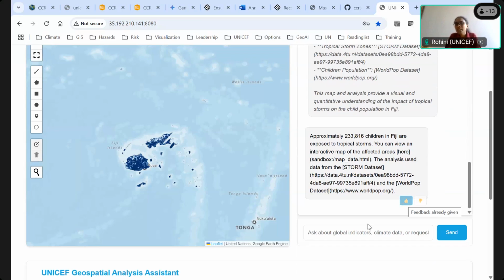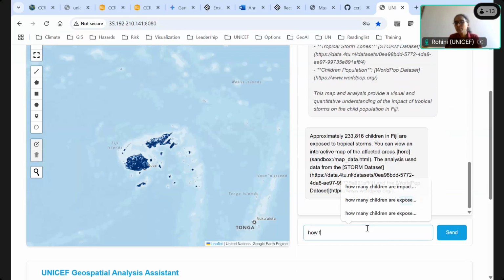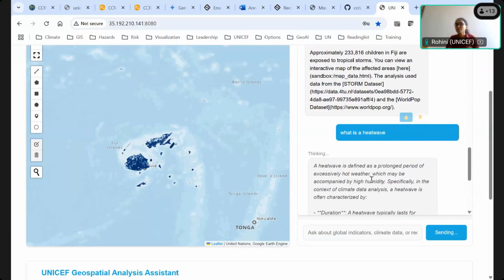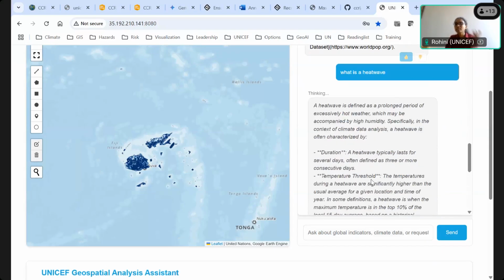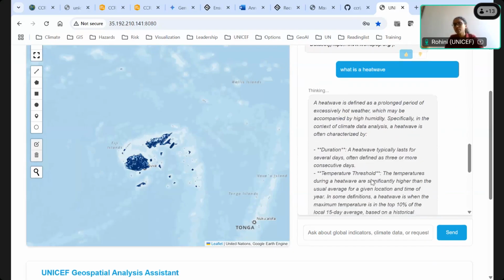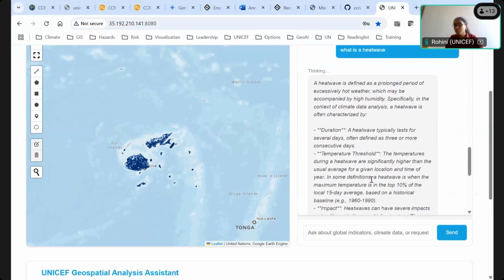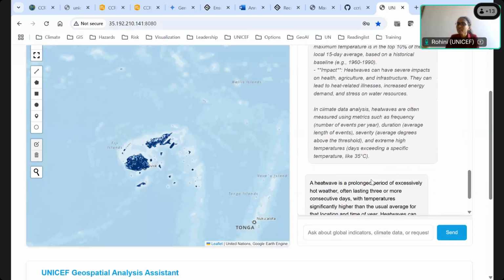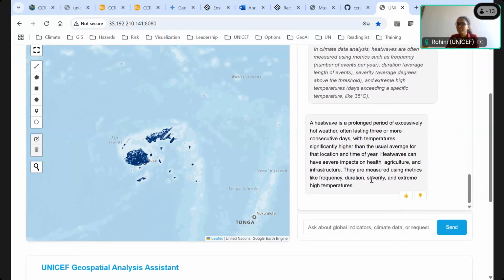But users could even ask questions like, what is a heat wave? Because it's not something that has a global definition and people might not know. And it should be able to say, okay, this is what a heat wave is, this is how I define each one of the dimensions of a heat wave, these are the thresholds I'm using, and give a little bit of easy, very quick information. But it's not without its challenges.